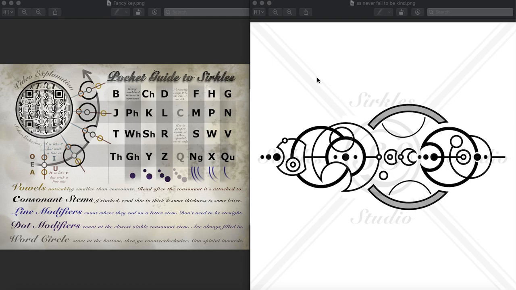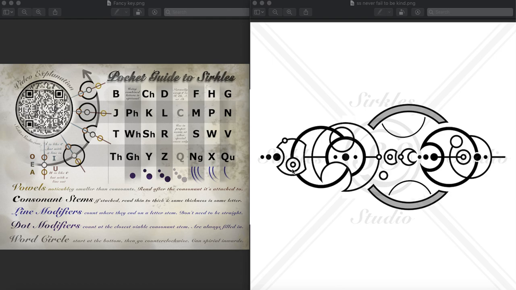Typically in the script, you read starting at the bottom and then going counterclockwise. But if you imagine an infinitely large circle, and you start at the bottom of that and go counterclockwise, you'd start at the bottom and then go to the right. So that's why you read linear designs from the left to the right. The individual words are also read bottom counterclockwise, so let's start at the first letter of our first word.